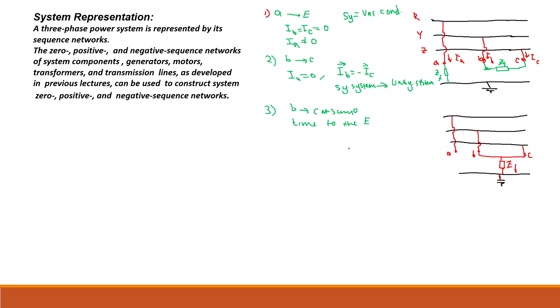Also, at this fault, under this connection, we see that IA equals 0, while IB is not equal to 0, and IC is not equal to 0. So this connection converts the system from a symmetrical system to an unsymmetrical system.